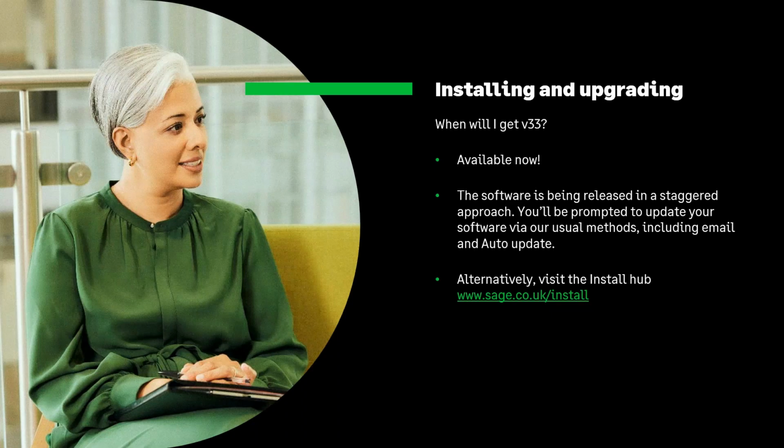Now, you will be prompted at some point, if you haven't already, to download and update your software via the usual methods. That's either going to be via email, it might be an auto update, it might be a message that you see when you're going into your software. But it is available if you want that and you haven't yet had that message. So maybe you watch the webinar today and you think, actually, that would be useful for us. Then you can always get a hold of that prior to you being notified. All you would need to do, head along to sage.co.uk/install, and that will take you to our install hub where you can download that. And obviously there'll be instructions on installing it and upgrading. So that's where you'll find that should you want to get hold of that.